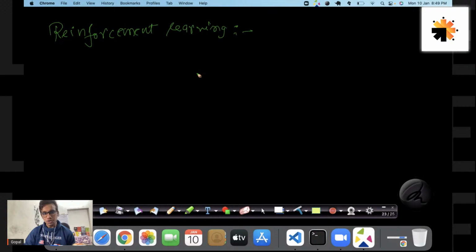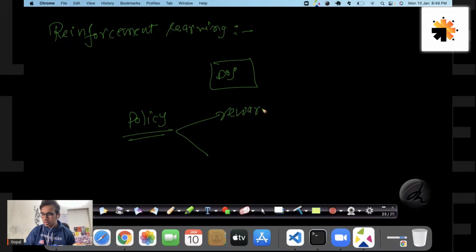Let's assume this box is your dog, because I'm really terrible at drawing dogs. I'm terrible at drawing itself, but the dog is not an exception here. So let's suppose this box is your dog. Now we can propose a policy here, and this policy works based on rewards and punishments.